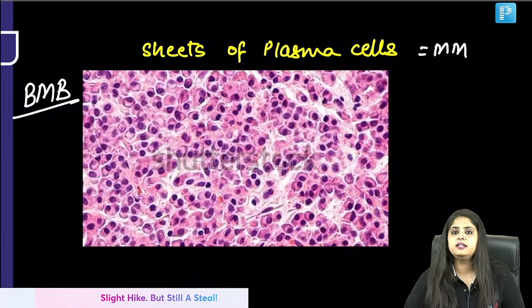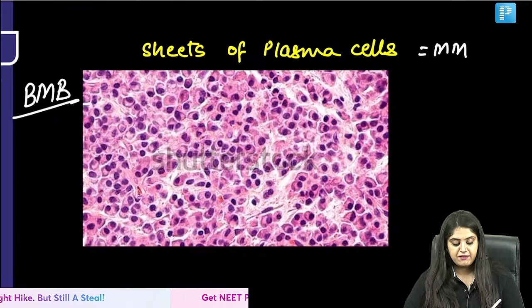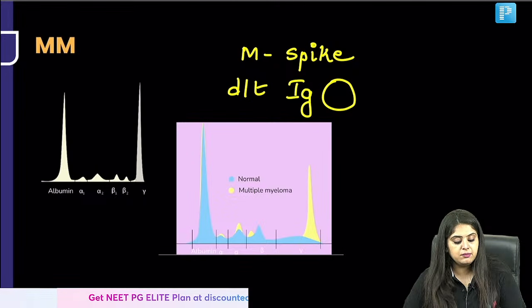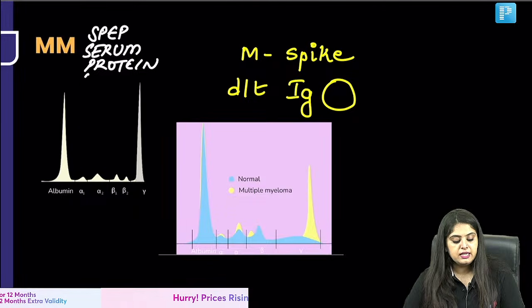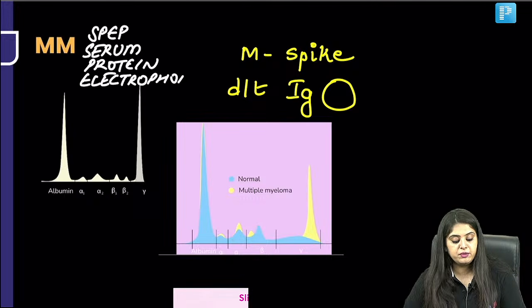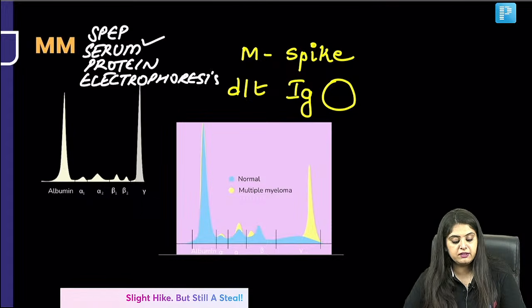This will again tell me about multiple myeloma. But what is the criteria? Having seen the plasma cells, I have to see antibodies. How do you see antibody? I will do SPEP. What is SPEP? It is serum protein electrophoresis. Serum means what sample will I take from the patient? A blood sample.